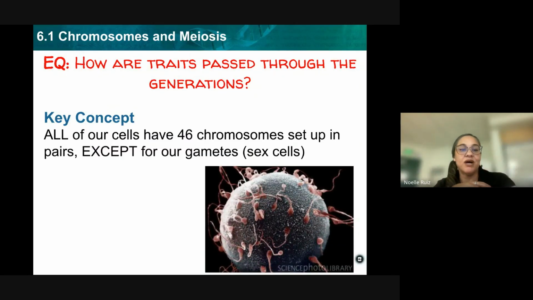Our key concept: all of our cells have 46 chromosomes set up in pairs, except for our gametes, which are our sex cells, the sperm and eggs that you see in the picture. So if you remember, way back in December, the last thing we talked about was mitosis and how most of our cells go through mitosis when our cells just need to divide and we need to make more.